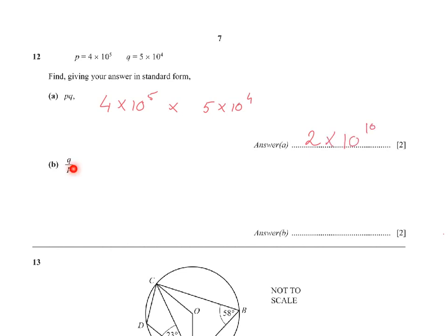There we go. Now Q divided by P. So make sure you do Q actually. So 5 times 10 to the power 4 divided by P. Do not swap them around. 10 to the power 5. Plug it in your calculator. Standard form is going to be 1.25 times 10 to the power minus 1.